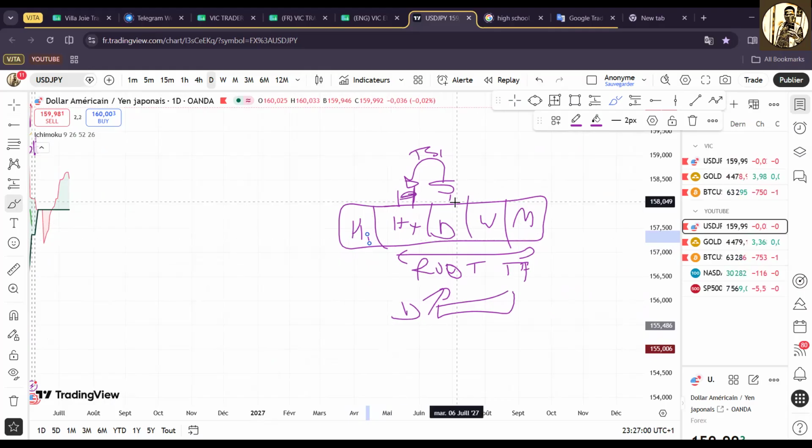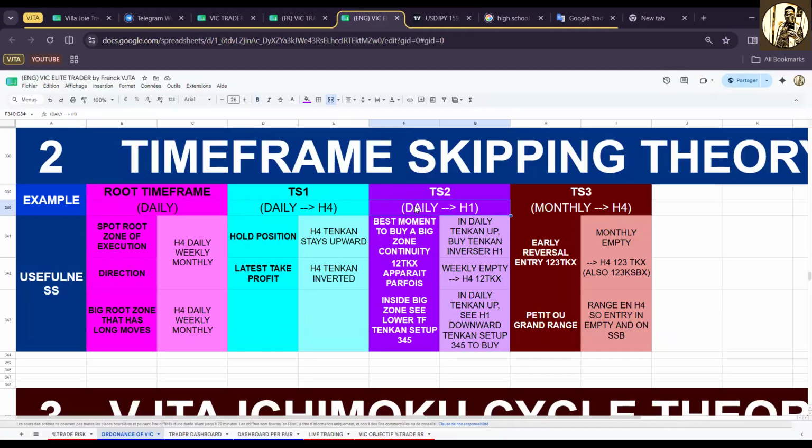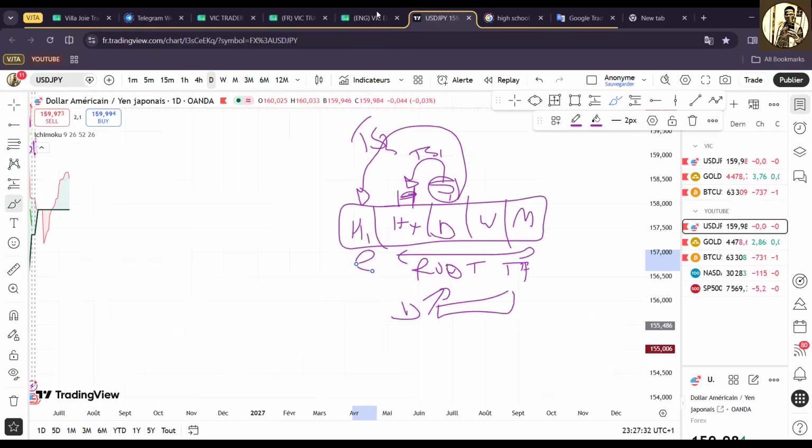If you take a setup on daily and you skip 2 time frames below the daily time frame, this will be TS2, right? On H1, you will be entering. So if you're on daily, you go on H1, you enter. That's the best moment to buy a big zone continuity. For example, Tenkan in daily is bended to the upside. Buy Tenkan inverted on H1.